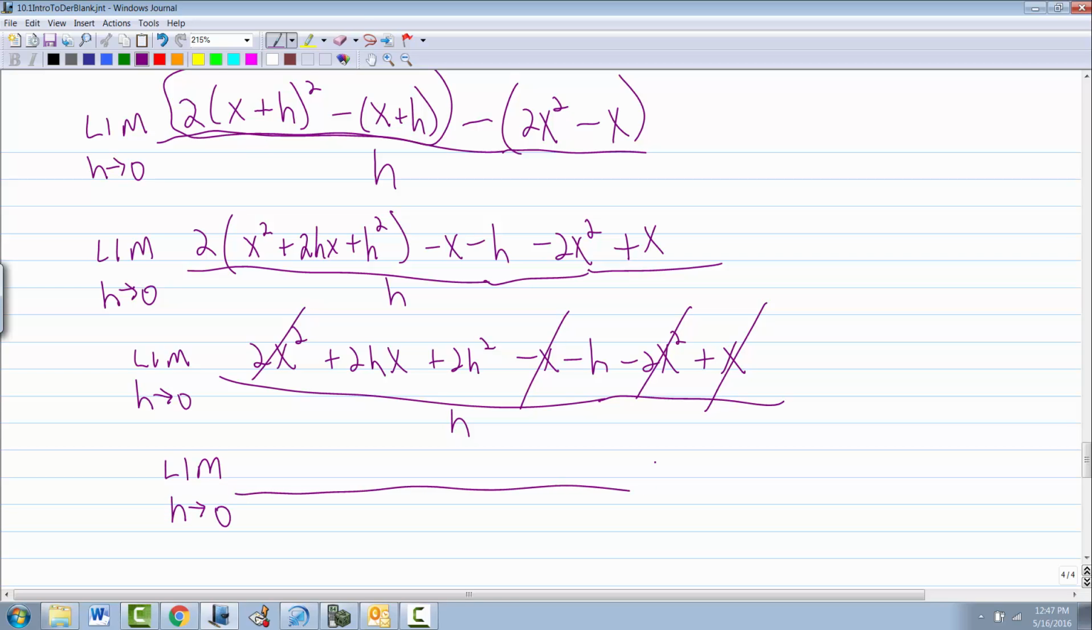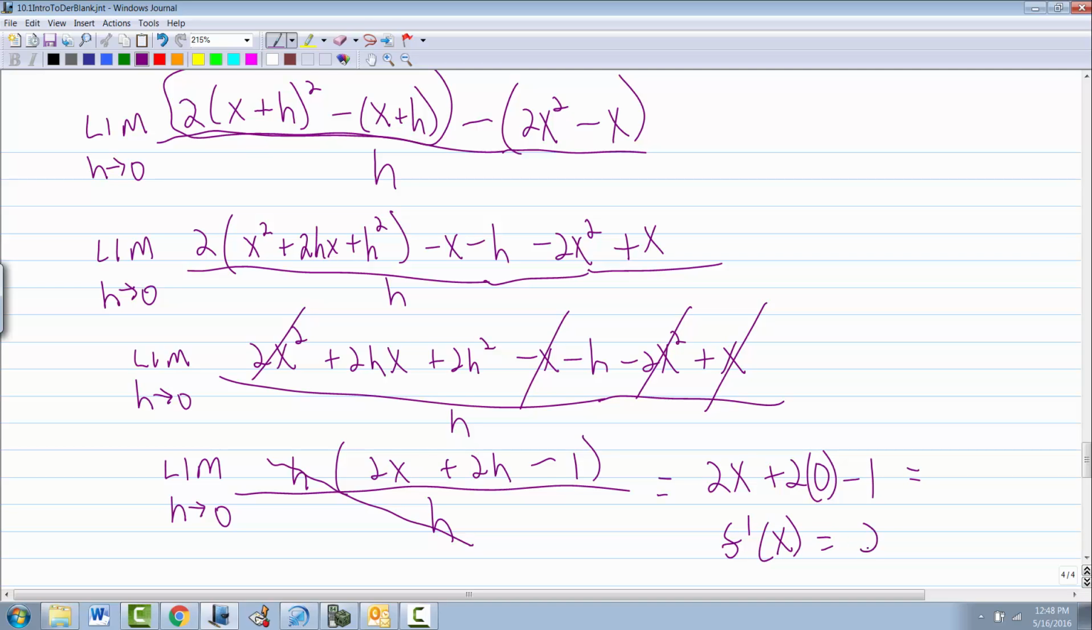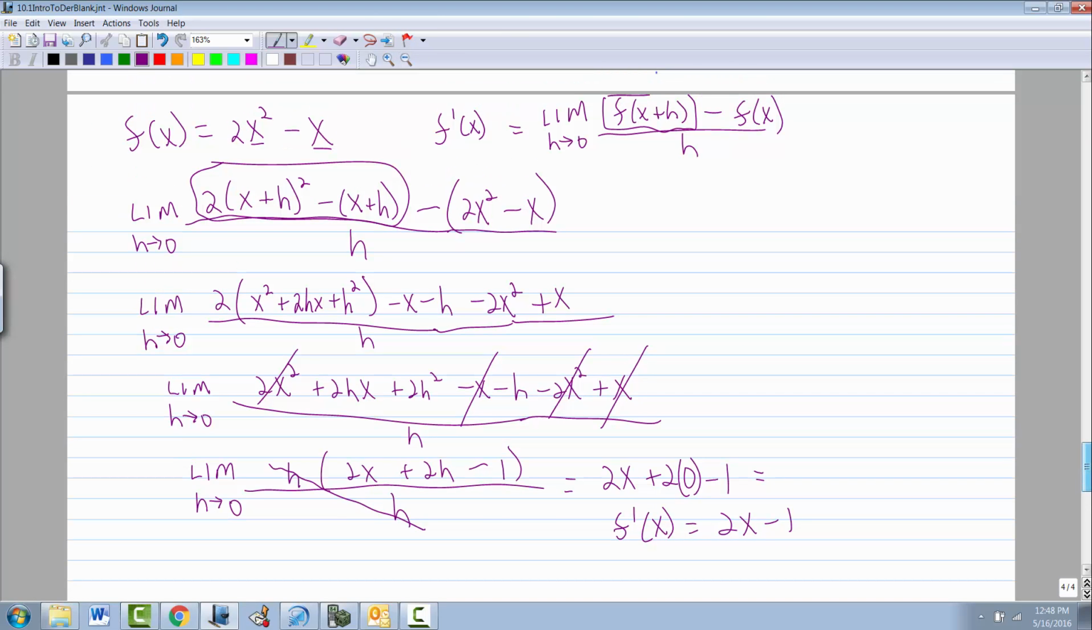H approaches 0. What are we going to do now if everything has an h? We're going to do what? Take it out. Get 2x plus 2h. What happens when I take an h away from minus h? When I divide it out, it becomes what? Minus 1. That's imperative that you don't make a mistake on that. Now that these cancel, I am allowed to plug in 0 for h. And I get what f prime of x is. 2x minus 1. I'll zoom back and look at the whole thing, how we started and ended.